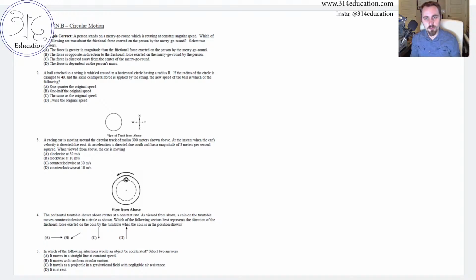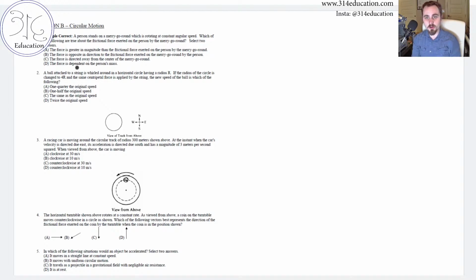Alrighty, so right off the bat with some circular motion multiple choice, we've got a multiple correct option here. A person standing on a merry-go-round which is rotating at a constant angular speed. Angular speed being the rate of change of the angle per second. The tangential velocity depends on the radius. Further out we go, the larger the circle we're tracing out, so higher circumference in the same amount of time, larger velocity. Angular speed doesn't change though because the angle that's traced out is going to be constant at any radius. Which of the following are true about the frictional force exerted on the person by the merry-go-round?